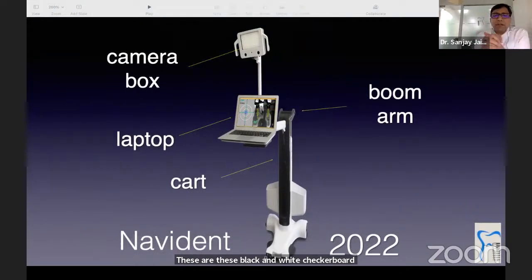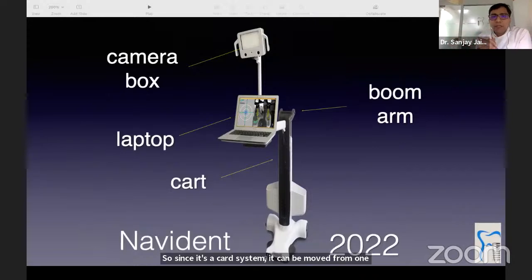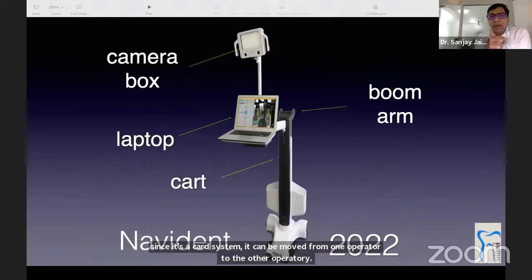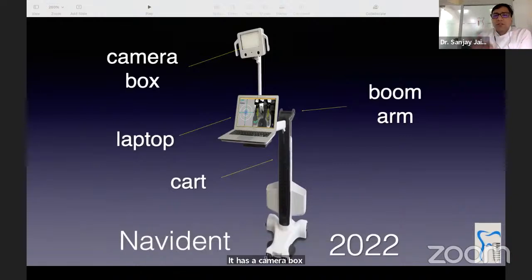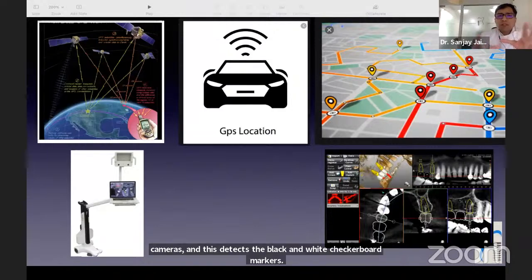So this is how my Navident looks. It has a laptop which has inbuilt software. Since it's a cart system, it can be moved from one operator to the other operator. It has a camera box there, and this camera box is the key along with the software. This camera box, if you see, has two stereoscopic cameras, and this detects the black and white checkerboard markers.